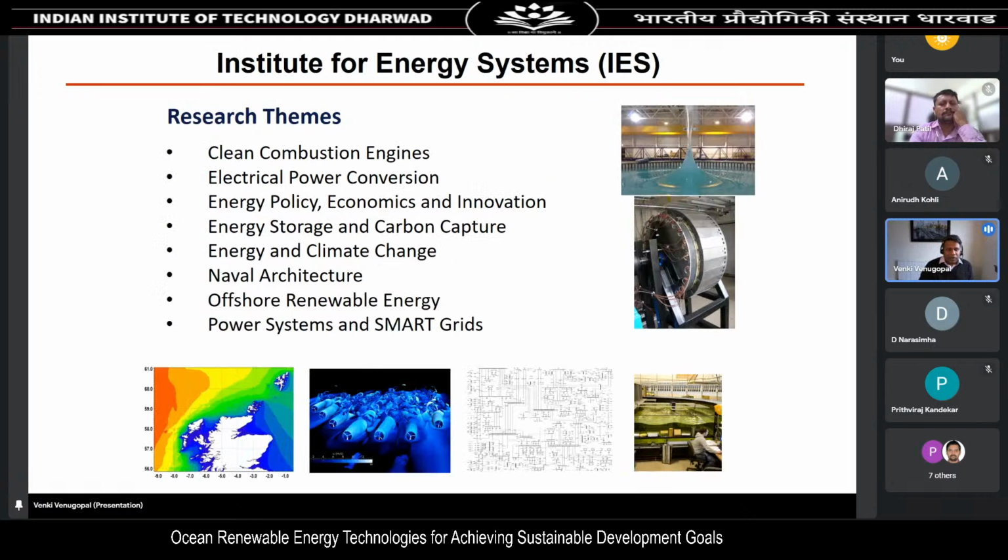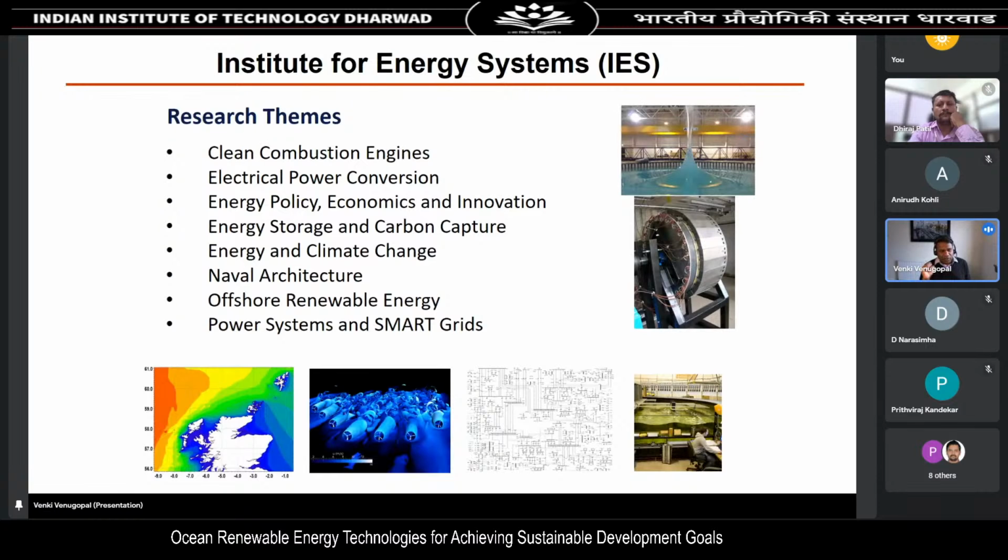And we operate on the following research themes: clean combustion engines, electrical power conversion, energy policy, economics and innovation, energy storage and carbon capture, energy and climate change, naval architecture, offshore renewable energy, power systems and smart grids. So if you look at our research themes, it covers basically what I have just listed.